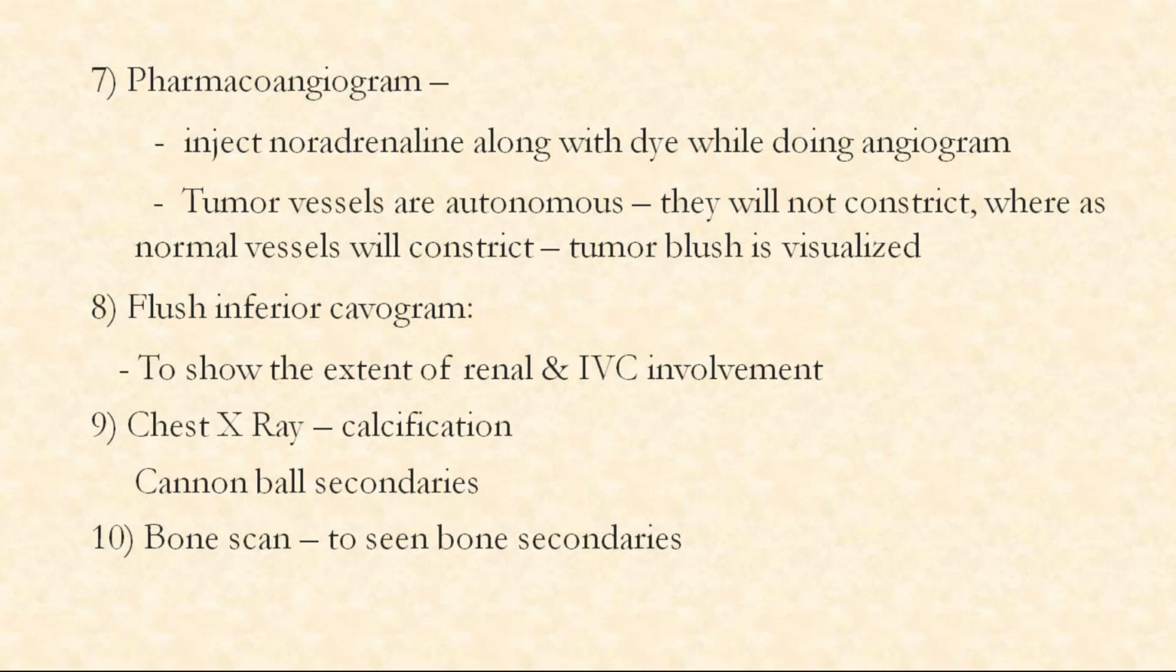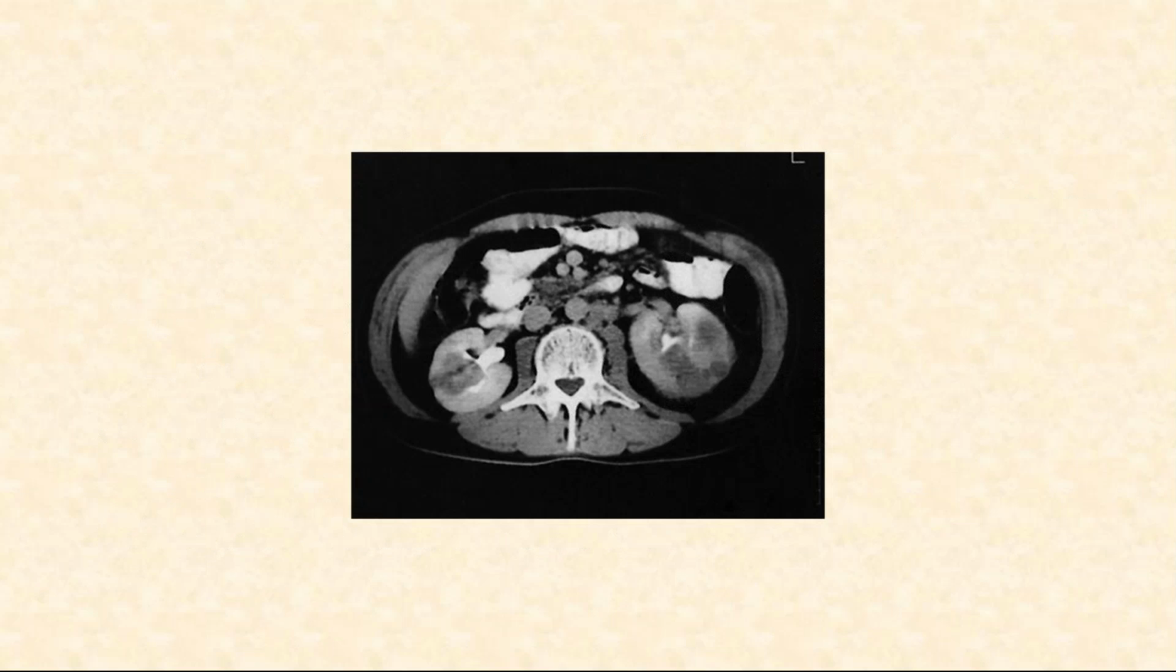So pharmacoangiogram. There are so many angiograms. If the inferior vena cava is involved, you should do an inferior venogram, or a chest X-ray to know any calcification or cannonball secondaries, and a bone scan to know whether any secondaries are in the bone and any pathological fractures. You can identify these. These are the investigations done for the diagnosis of renal cell carcinoma.